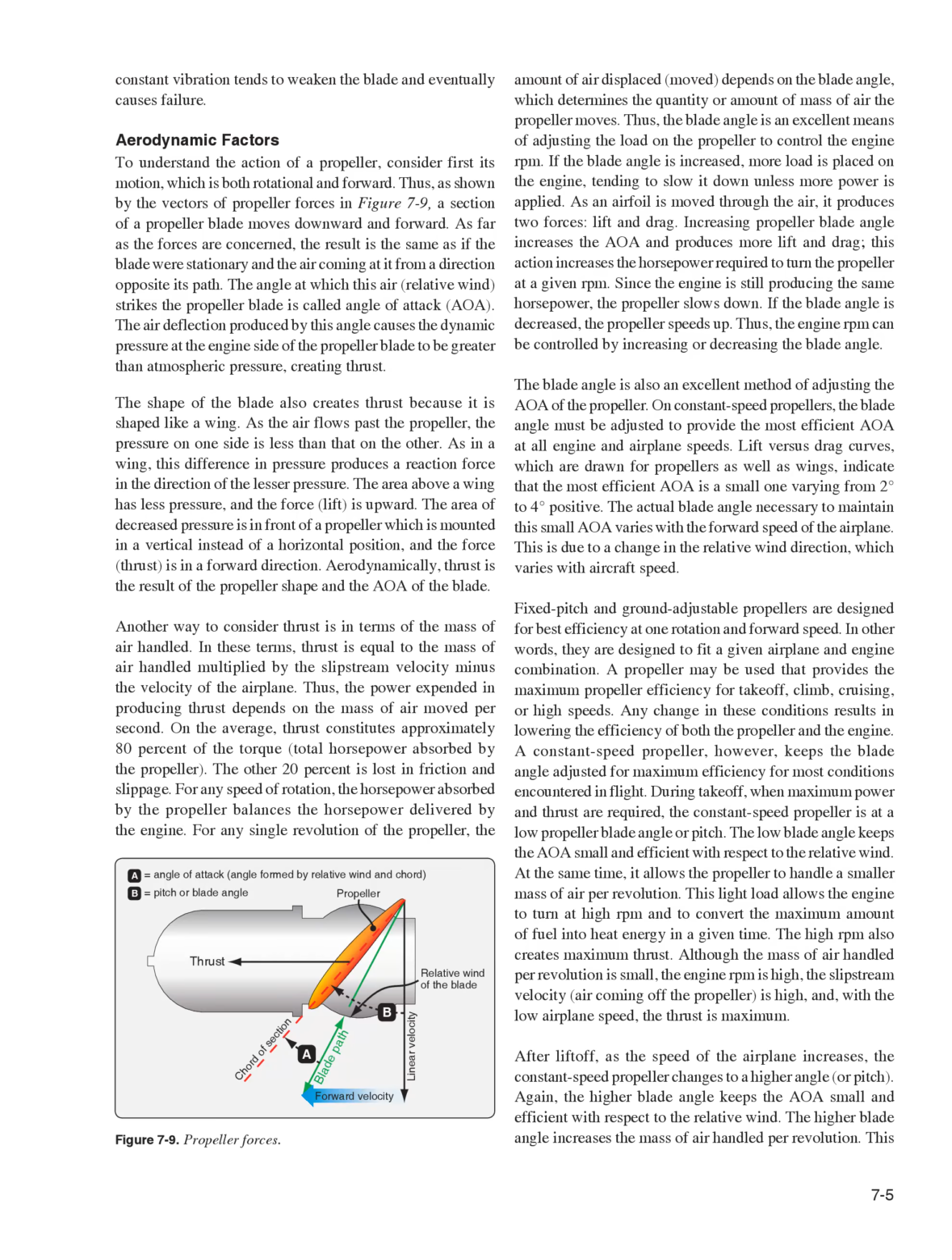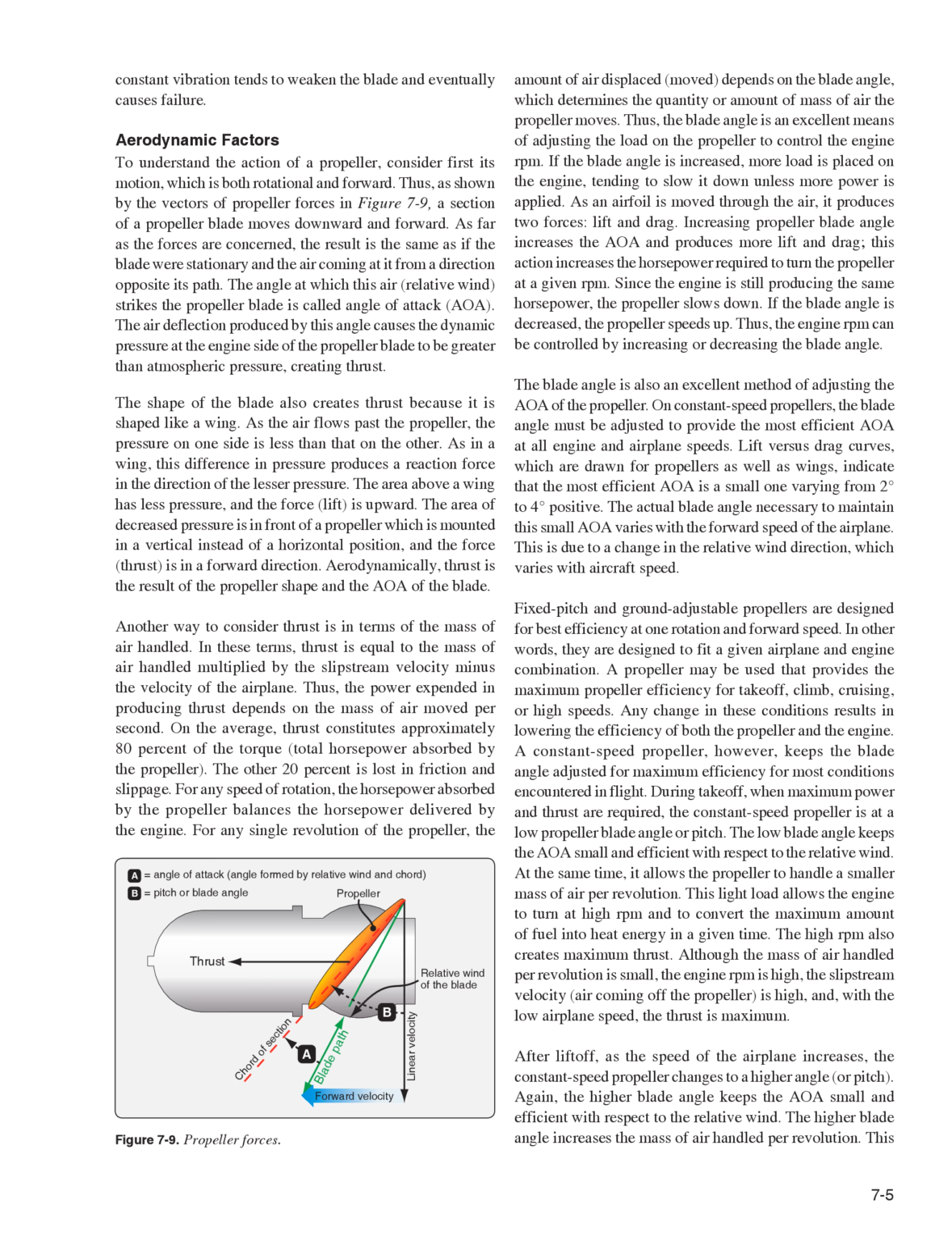Aerodynamic factors to understand the action of a propeller: consider first its motion, which is both rotational and forward. Thus, as shown by the vectors of propeller forces in Figure 7.9, a section of a propeller blade moves downward and forward. As far as the forces are concerned, the result is the same as if the blade were stationary and the air coming at it from a direction opposite its path. The angle at which this air, relative wind, strikes the propeller blade is called angle of attack, AOA.